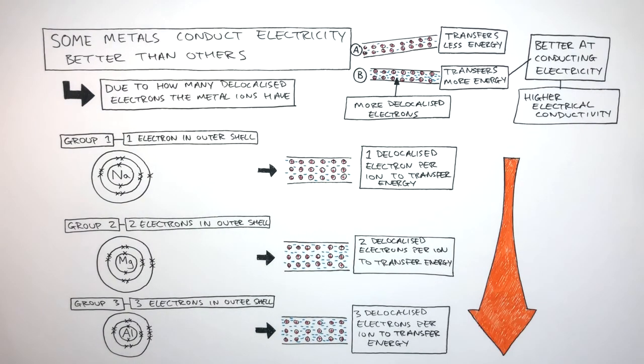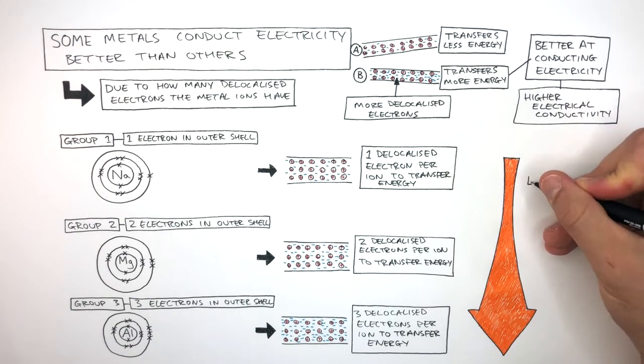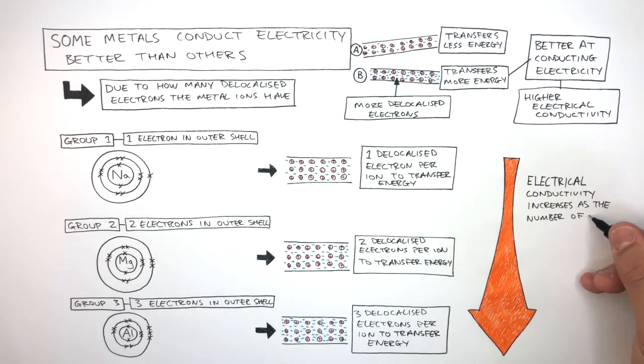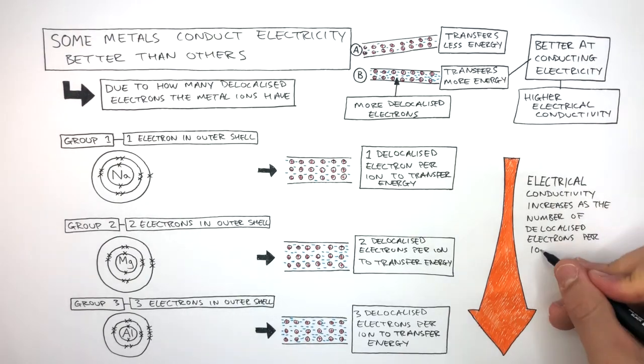So the rule you need to know is electrical conductivity increases as the number of delocalized electrons per ion increases.